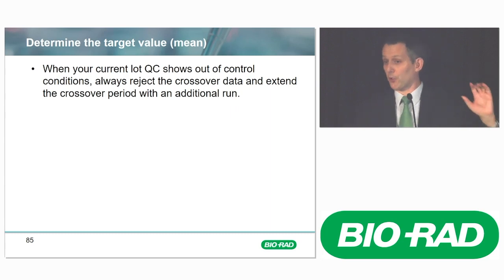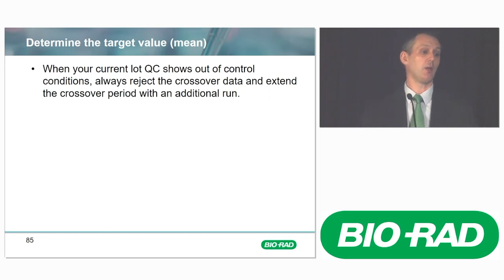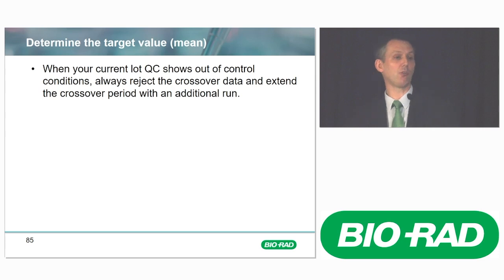Remember that our current lot that we're using is still used to evaluate our instrument performance. So if that current lot is showing that something is out of control or we have to make a correction, make sure you reject your crossover results and you add an additional run when the out of control condition is corrected, so that we get to those 10 points and we don't have any incorrect results in there.